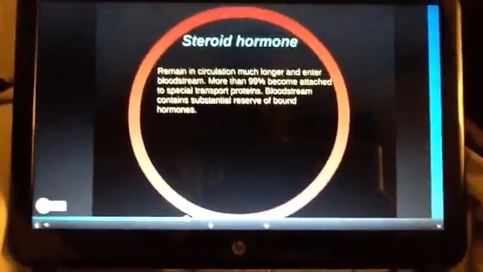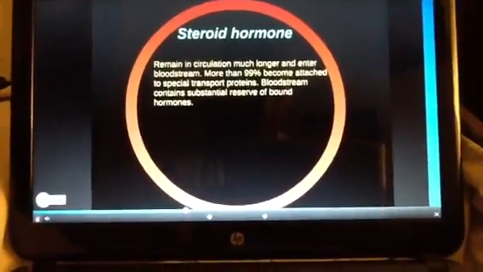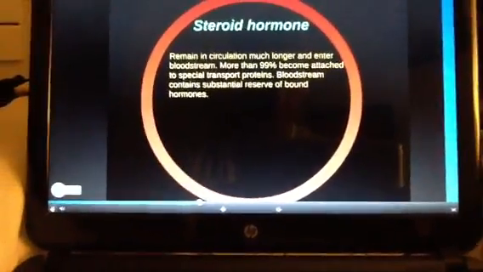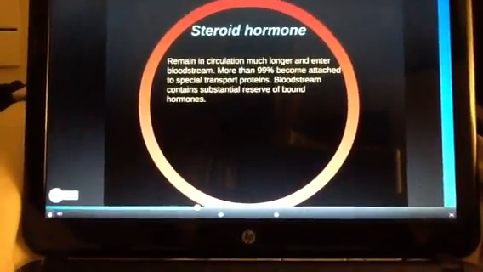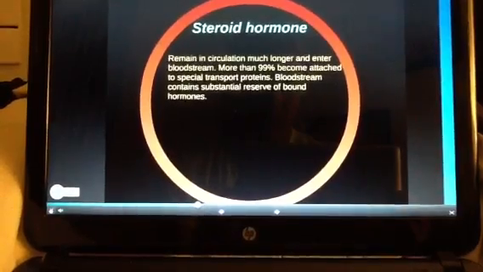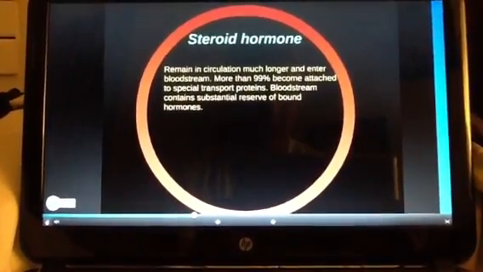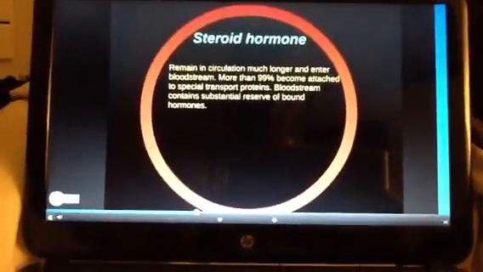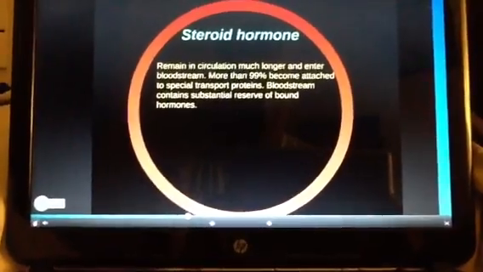Now there are steroid hormones and thyroid hormones. Steroid hormones remain in circulation much longer and they enter the bloodstream. So more than 99% become attached to special transport proteins, and the bloodstream contains a substantial reserve of bound hormones, so it's like a reserve.